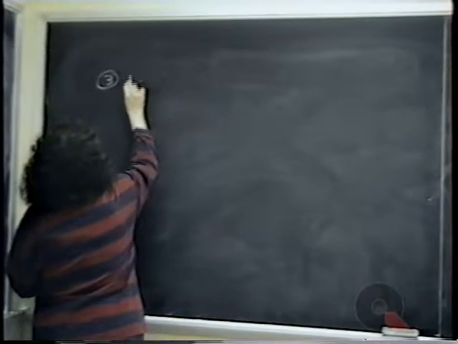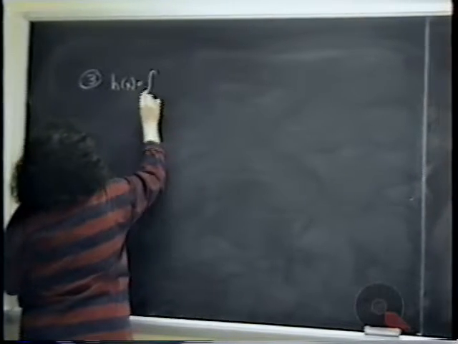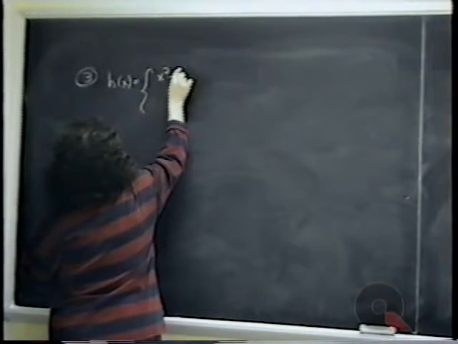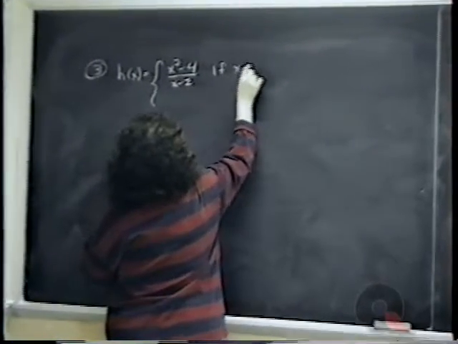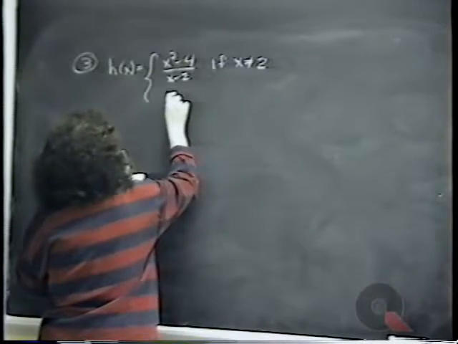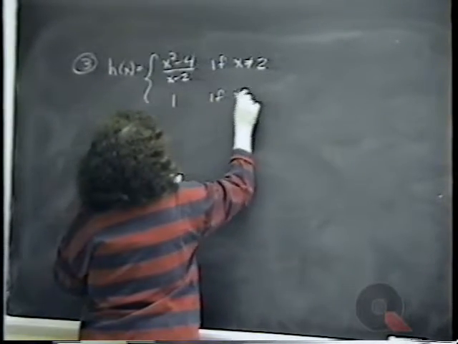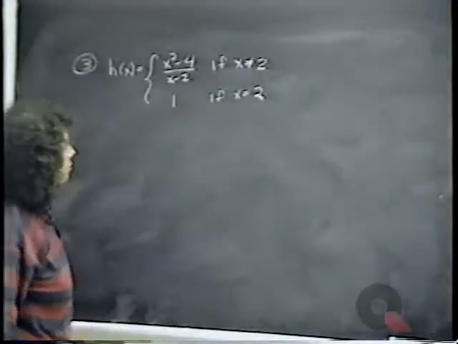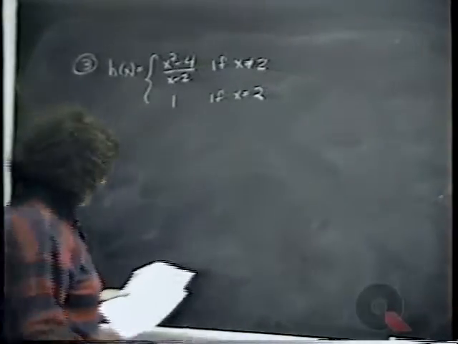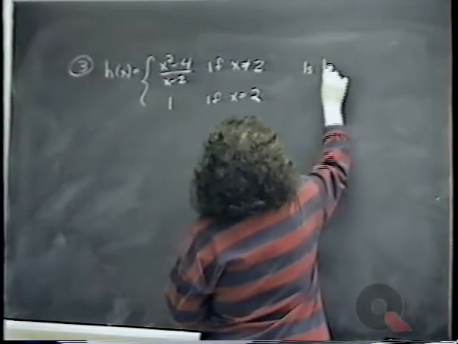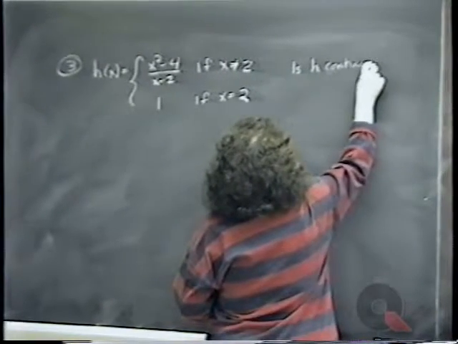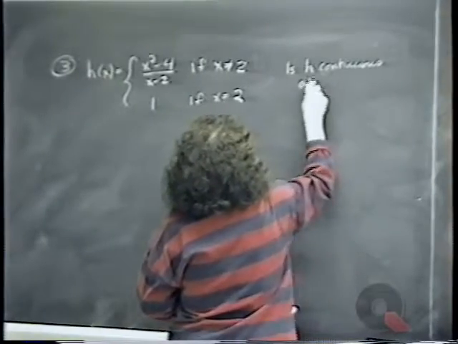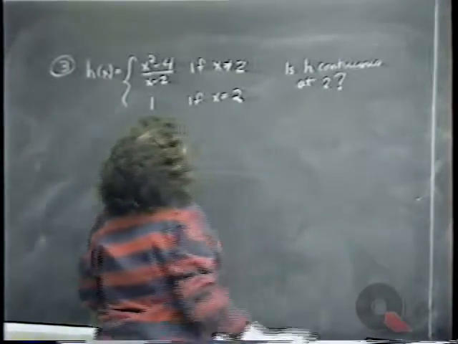For our third example, let's try this. H of x equals x squared minus 4 over x minus 2 if x is not equal to 2, and 1 if x does equal 2. And the question here is, is H continuous at 2?